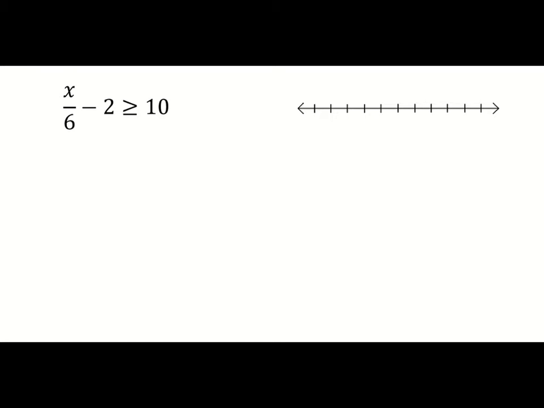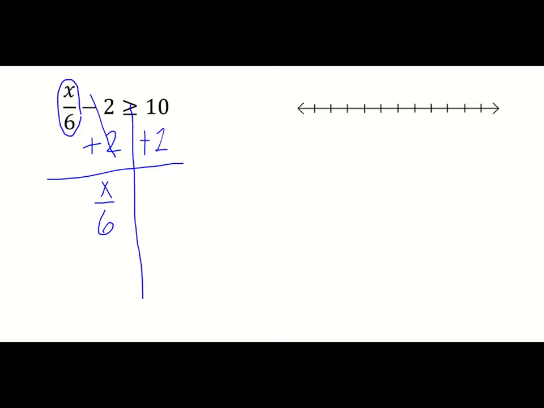All right, the second example is x over 6 minus 2 is greater than or equal to 10. So for this problem, what we first want to do is draw a line down the inequality symbol, and then we're going to solve this like we would a regular equation. So I'm first going to get the fraction x over 6 by itself. So I need to get rid of minus 2 by adding 2 to both sides. So this is going to give us the fraction x over 6 and 12.